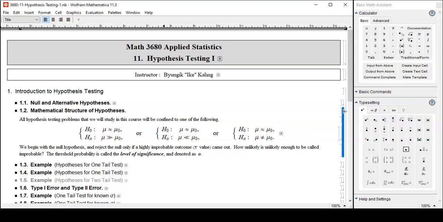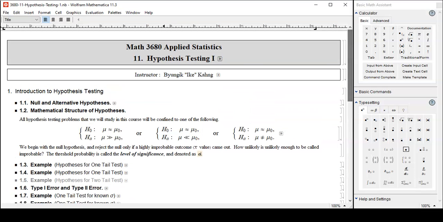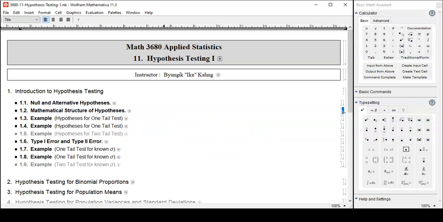Now, how do we quantify so that we can do some mathematics with it? There's something called the level of significance, which is basically the threshold of a certain conditional probability, and we're going to denote it with the Greek letter alpha. Exactly what is it? Well, that's something we're going to discuss a little bit later, probably in a separate video. For now, let's go back to the structure of hypotheses and discuss some examples.